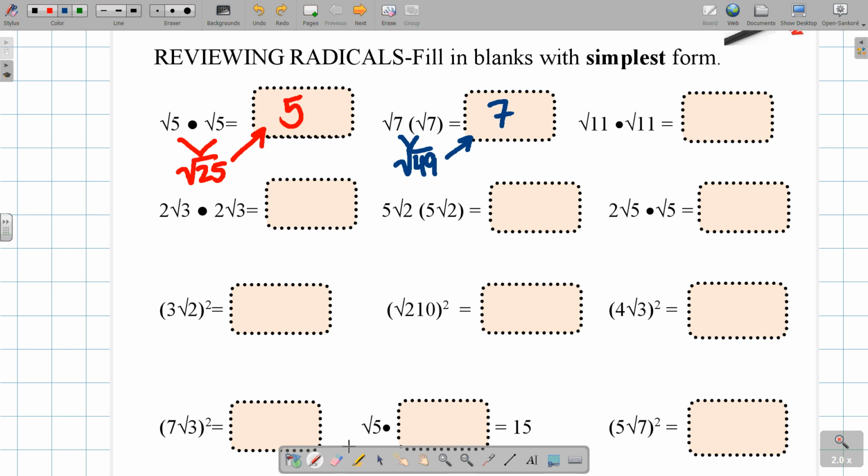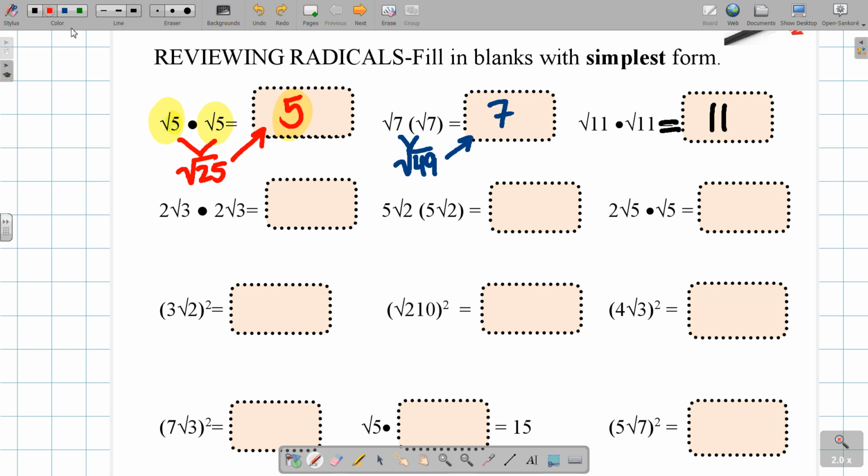So the pattern I want you to see is any radical times itself is just the number on the inside without the radical. Now this one, I don't want you to do the in-between step. Root 11 times root 11, you have 5 seconds. Put the answer in. 5, 3, 2, 1. Okay, you should have known that that was 11.